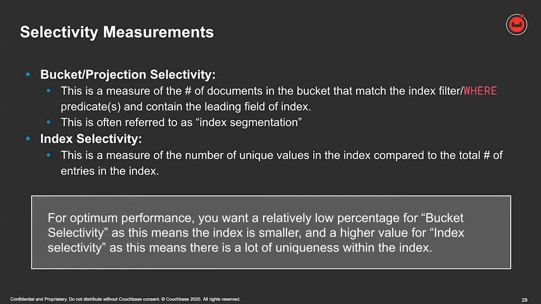Then we have index selectivity. This is going to be a measure of the unique values in the index compared to the total number of entries in the index. And if you're trying to get to optimum performance, you want to have a relatively low bucket selectivity, as this means your index is going to be smaller, and you want to have a higher value for index selectivity, as this means there's a lot of uniqueness within that index or data set.